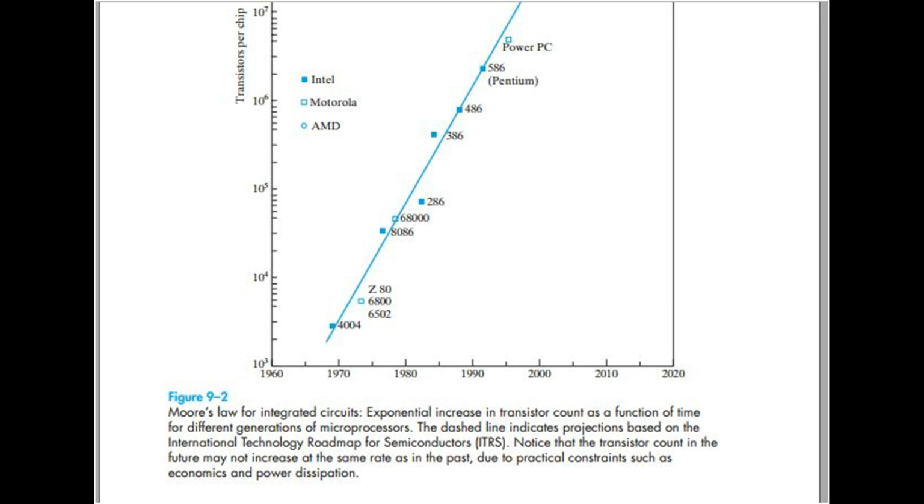Figure 9.2 Moore's law for integrated circuits, exponential increase in transistor count as a function of time for different generations of microprocessors. The dashed line indicates projections based on the International Technology Roadmap for Semiconductors, ITRS. Notice that the transistor count in the future may not increase at the same rate as in the past, due to practical constraints such as economics and power dissipation.